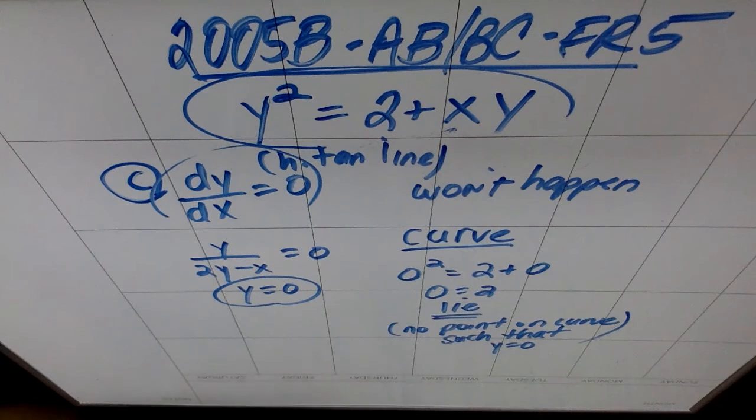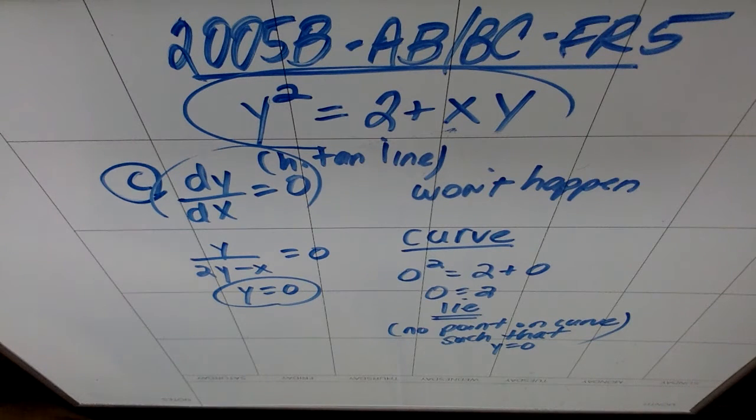Cool, so 0 does not equal 2, and that's why there's no such point. Cool. Part D. Let x and y be functions of time t that are related by the equation y squared equals 2 plus x times y. At time t equals 5, the value of y is 3, and dy/dt is 6. Find the value of dx/dt at time t equals 5.